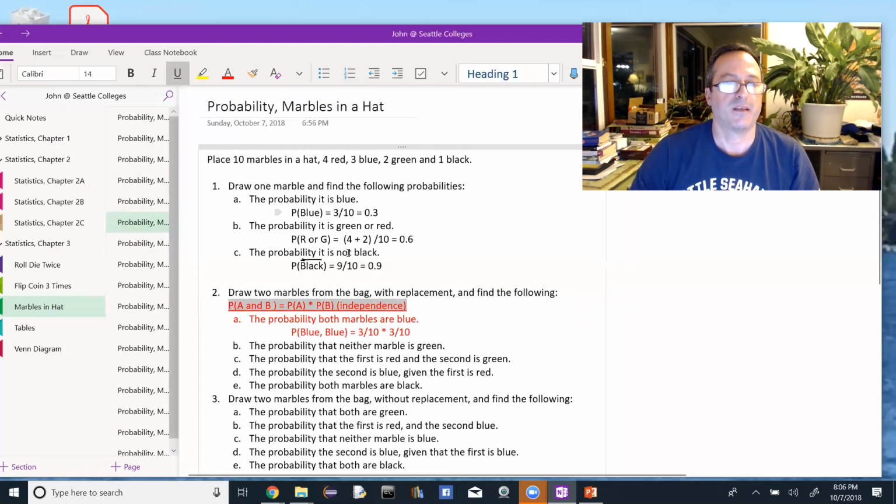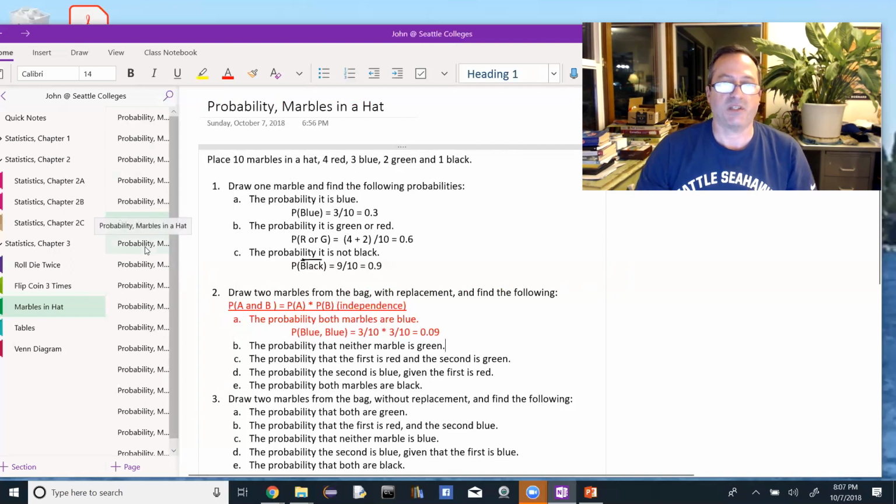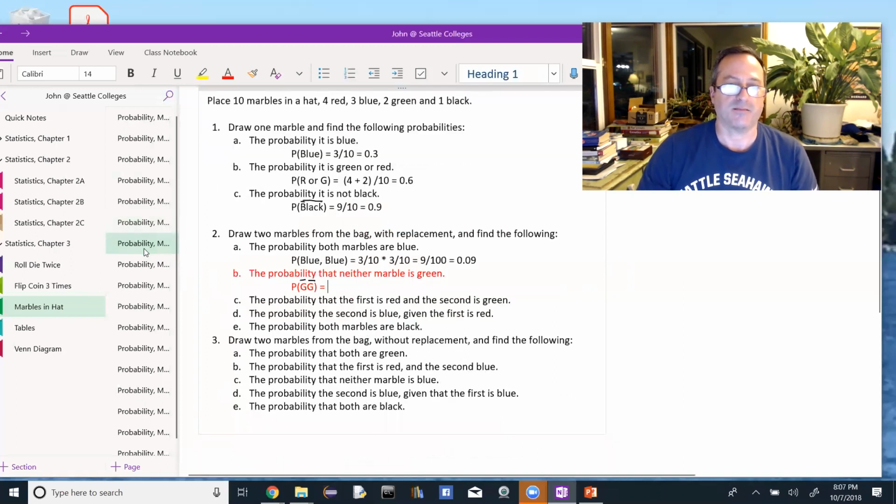Okay, so the probability both marbles are blue: 3/10 for the first one being blue, put that marble back, and it's 3/10 again for the second one being blue. Multiply those, you get 9/100. The next part, we're going to do this multiplication of the two probabilities for all of number 2 here, because all of number 2, when you put the marble back, has independence.